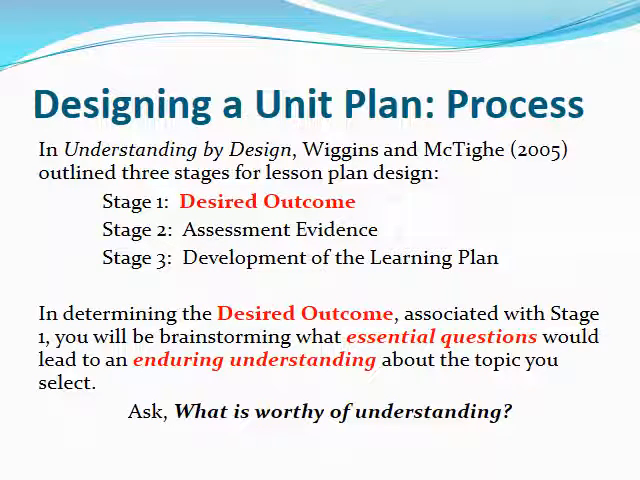Let's consider the process outlined by Wiggins and McTighe for designing a unit plan. Stage 1, the desired outcome. Stage 2, determine your assessment evidence. And Stage 3, develop the learning plan. In determining the desired outcome, which is associated with Stage 1, you will be brainstorming what essential questions would lead to an enduring understanding about the topic you select. Ask, what is worthy of understanding?